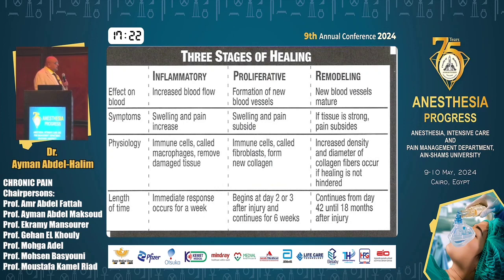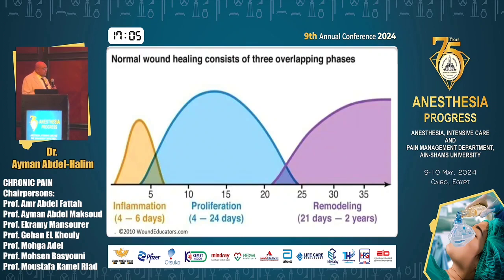These are the stages of healing: inflammatory, proliferative, and remodeling. As you can see, from the bottom of the slide here, this remodeling can go up to 18 months. Again, this is how it looks like: inflammation, proliferation, and remodeling.